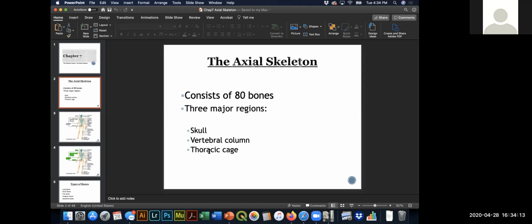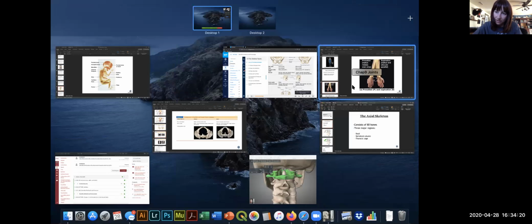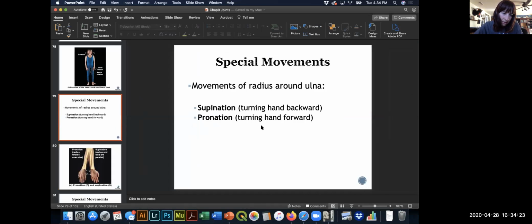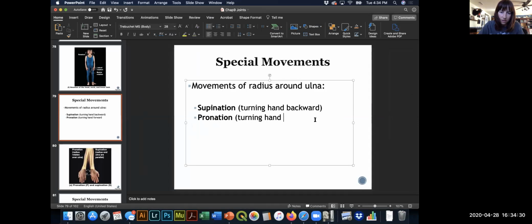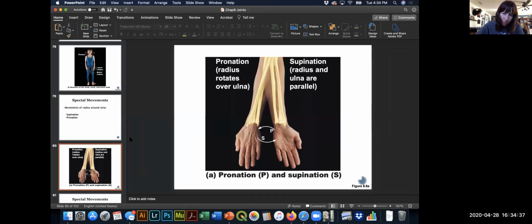Let's see. This thing that I just said, I'm staring at this, and it is not correct. The image is correct. The textbook says it correctly, but what I said was not correct. To supinate is to go palm up. To pronate is to go palm down.